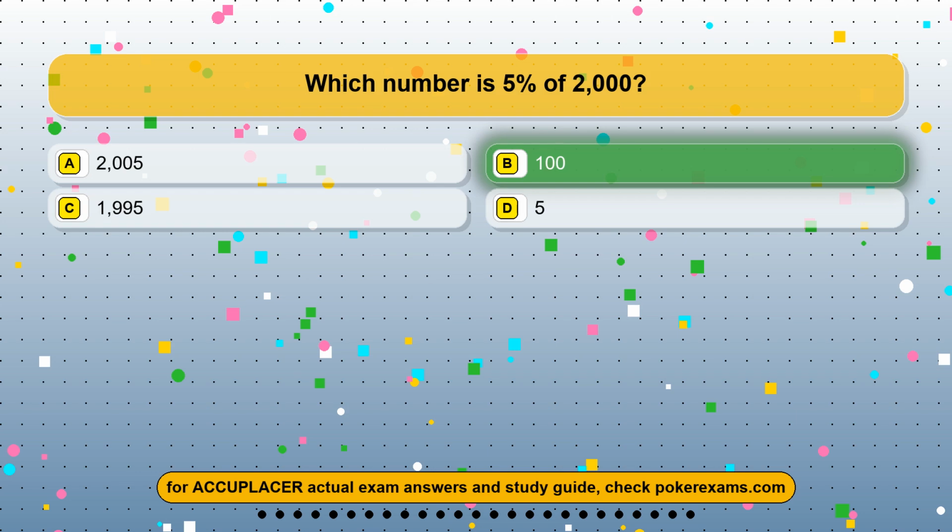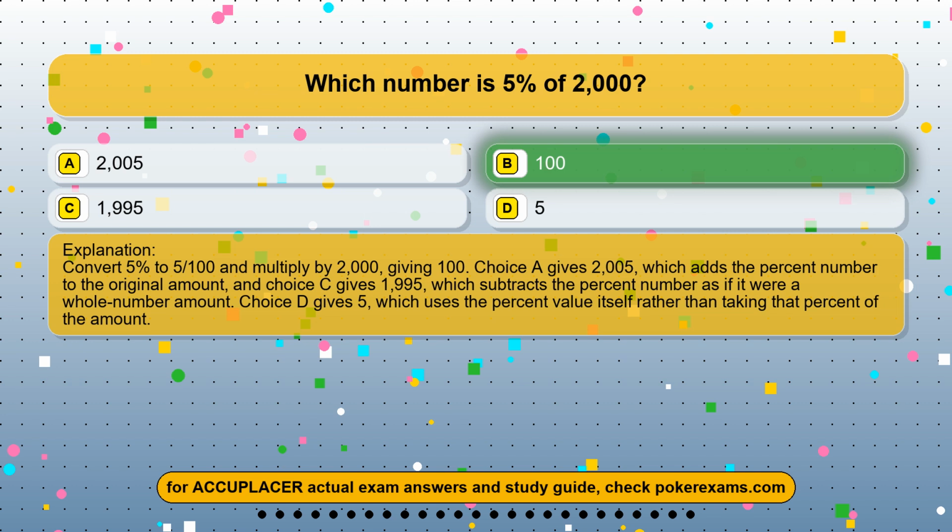The correct answer is option B, 100. Convert 5% to 5/100 and multiply by 2000, giving 100. Choice A gives 2005, which adds the percent number to the original amount, and choice C gives 1995, which subtracts the percent number as if it were a whole number amount. Choice D gives 5, which uses the percent value itself rather than taking that percent of the amount.